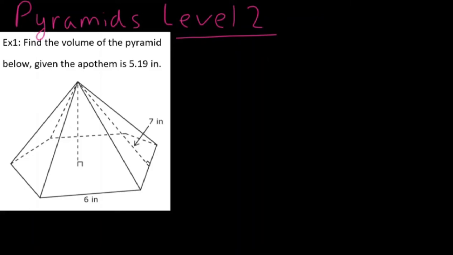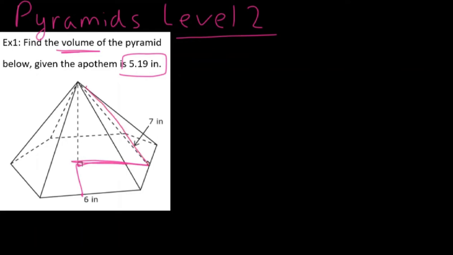Alright, and welcome to Pyramids Level 2. Now, in this very first example, it says find the volume of the pyramid below given the apothem is 5.19 inches. Now, we know that the apothem goes from the center to the midpoint of any side. However, I think it's always important to draw your apothem here so that it connects to our slant height.